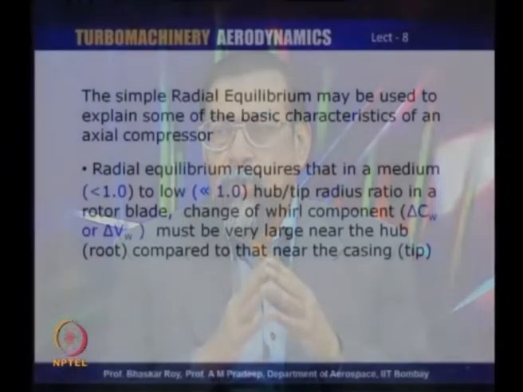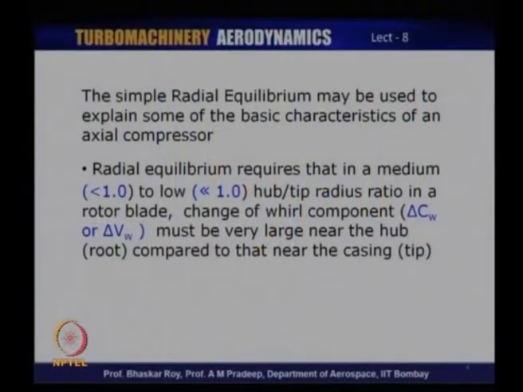What happens is that the radial equilibrium, which is used to explain some of the basic characteristics, requires that in a medium, which is defined as less than 1 radius ratio, and low, that is much less than 1 hub to tip radius ratio in a rotor blade, the change of whirl component must be very large near the hub compared to that near the casing.